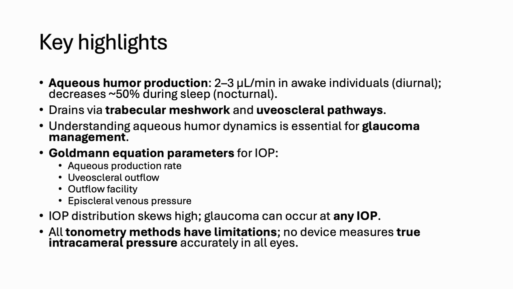The Goldmann equation helps quantify IOP by incorporating four major parameters: aqueous production rate, uveoscleral outflow, outflow facility, and episcleral venous pressure. It's important to note that IOP distribution in the population tends to skew high, but glaucoma can occur at any IOP, even in patients with statistically normal pressure. Finally, remember that all tonometry methods have limitations. No tonometer can measure the true intracameral pressure directly and accurately in every patient. Each method comes with assumptions and possible sources of error.